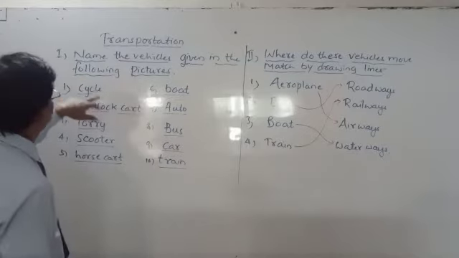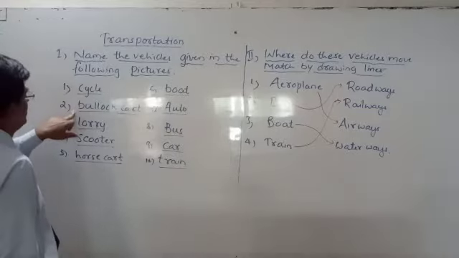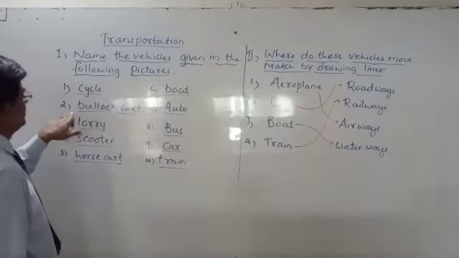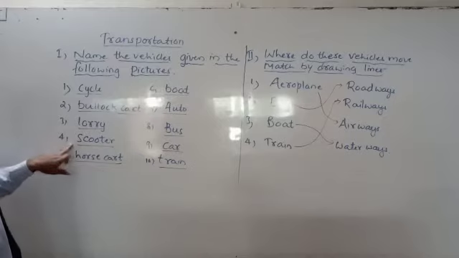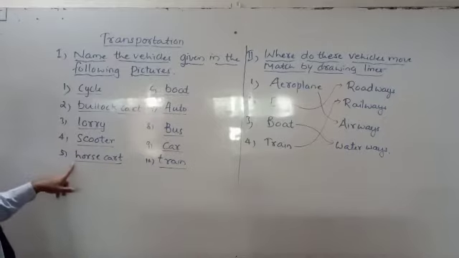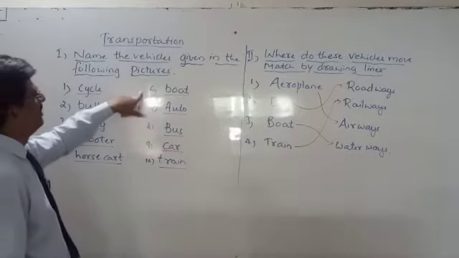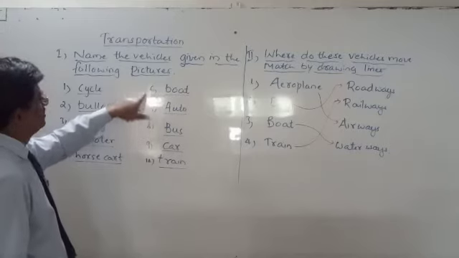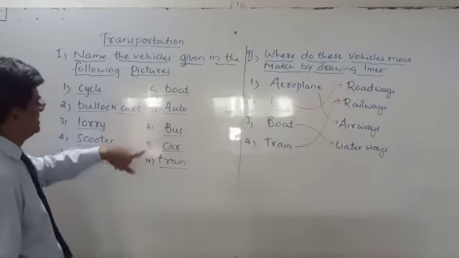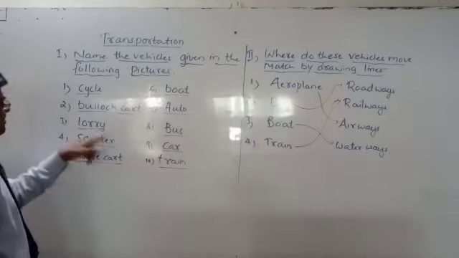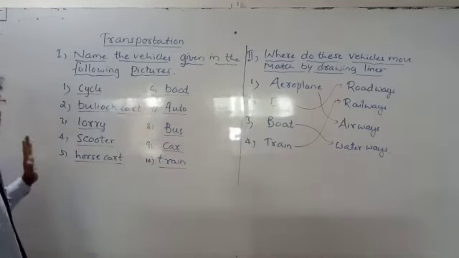First, the following vehicles are given here. First, cycle, C-Y-C-L-E, cycle. Bullock cart, understood? This is lorry, or truck. Scooter, S-C-O-O-T-E-R, scooter. Horse cart, C-A-R-T, horse cart. And then boat, which travels on the water. Auto rickshaw, bus, car, train. So among these, train, horse cart and boat are not available in our place.